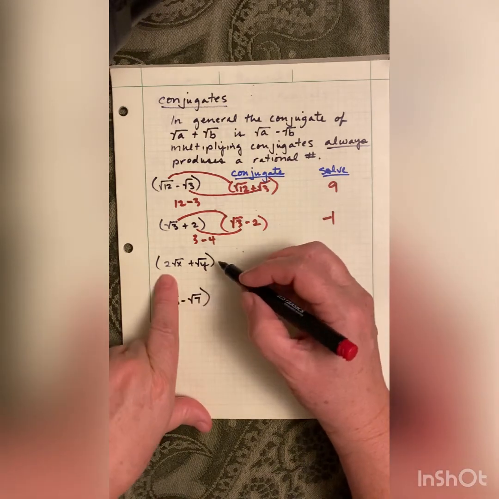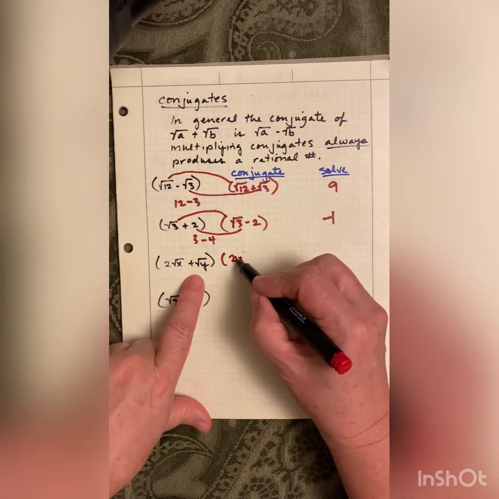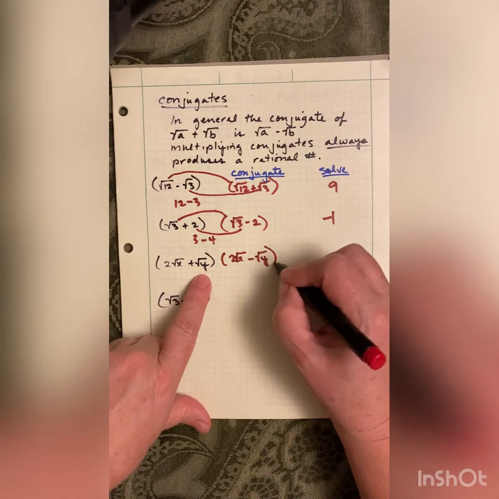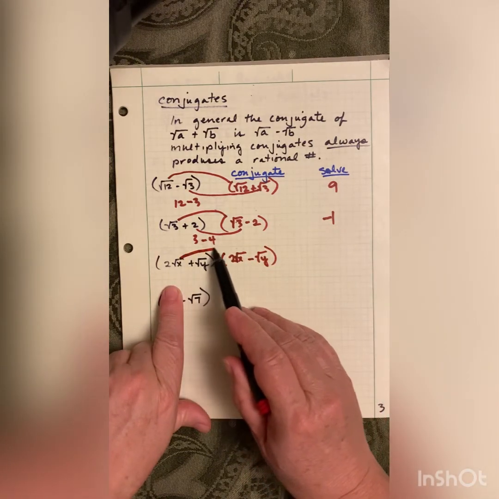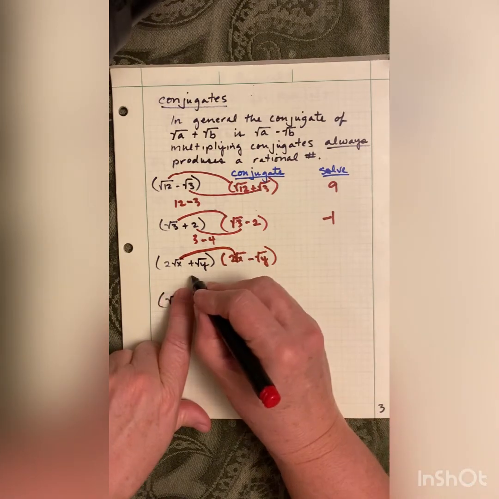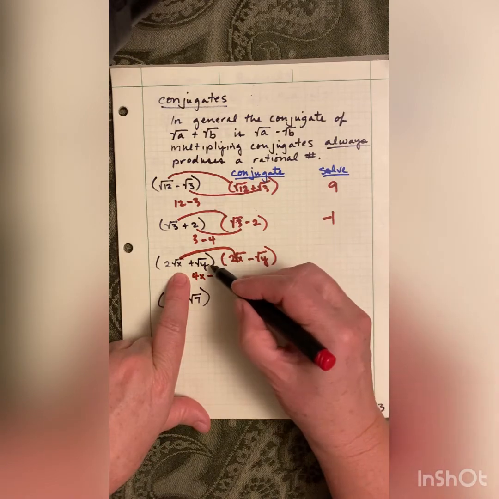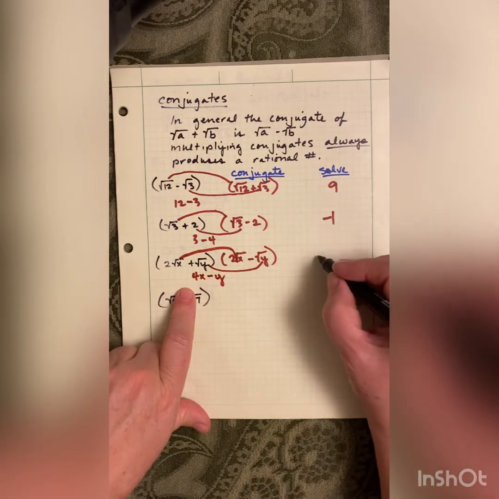Okay, let's take a look at this next one. So the conjugate would be 2 square root of x minus square root of y. Okay, I know the middle term's going to go away. Don't need to try to find it. So this times this is going to give me a 4x. This is always minus. Then this times this is going to give me a y. So this one equals 4x minus y.